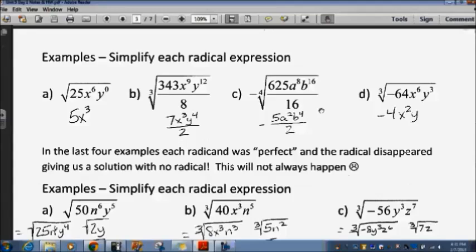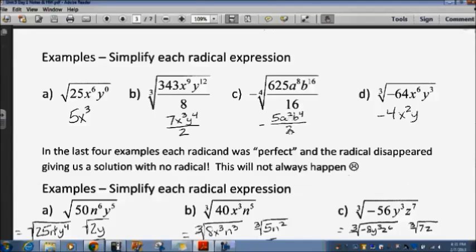Let's move on to C. The negative of the fourth root of 625 a to the 8th b to the 16th over 16. Again, I would break this into 2. So this would be the fourth root of 625 a to the 8th b to the 16th over the fourth root of 16. Then I'll just break it down. Fourth root of 625 is just 5. Fourth root of a to the 8th is a to the 8 over 4, which is just a squared. Fourth root of b to the 16th is b to the 16 over 4, which is just b to the 4th. Fourth root of 16 is 2.